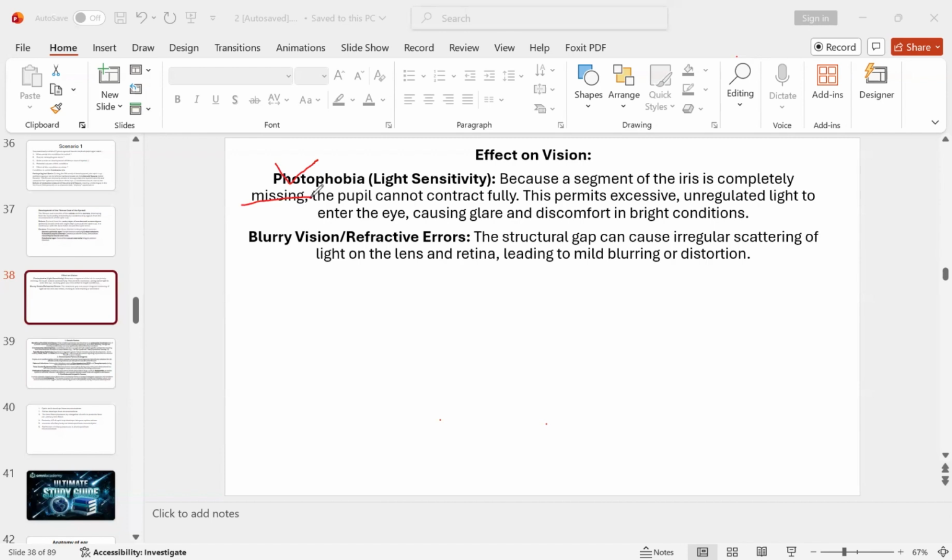The second effect is blurry vision or refractive errors. The structural gap can cause irregular scattering of light on the lens and retina, leading to mild blurring or distortion in the vision. So this was our today's lecture.